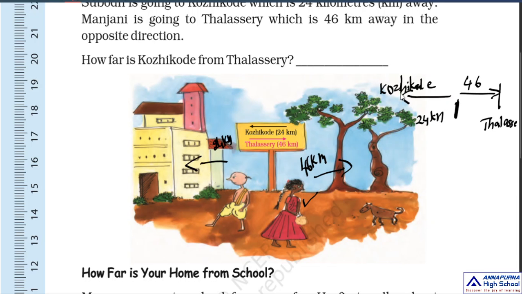He is asking the distance between Kozhikode and Thalassery. So we have to find out the distance. This is 24 kilometers and this is 46 kilometers. What you have to do is simply add these two, and we will get the distance between Kozhikode and Thalassery. 4 plus 6, 10, carry 1, 1 plus 2, 3, 3 plus 4, 7. So what is the distance? How far is Kozhikode from Thalassery? 70 kilometers. Okay children, move to the next one.